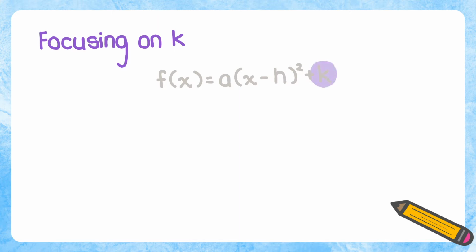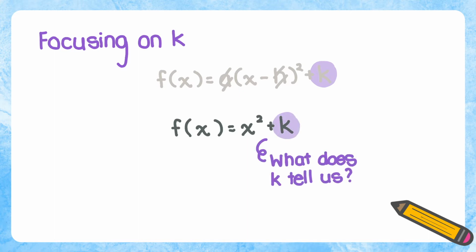But since we're focusing on k today, we're going to ignore a and h. So our general form today will look like f of x equals x squared plus k. And we're going to look at what k does. So what does k tell us? First, let's make some observations using Desmos.